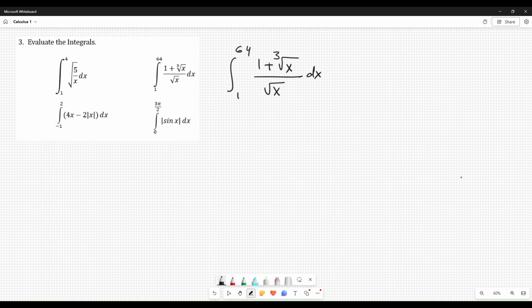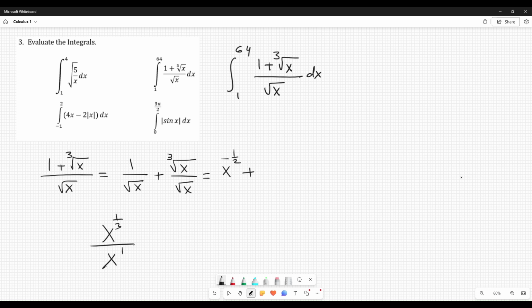Okay, this is easy but long. Let me try to manipulate this expression: 1 plus cubic root x divided by square root x. You split this numerator over the denominator, like 1 over square root x plus cubic root x over square root x. This is x to the negative 1/2 because of the reciprocal, plus x to the 1/3 divided by x to the 1/2, which is x to the 1/3 minus 1/2. The least common denominator is 6, so this is 2 minus 3, negative 1. So that is x to the minus 1 over 6.